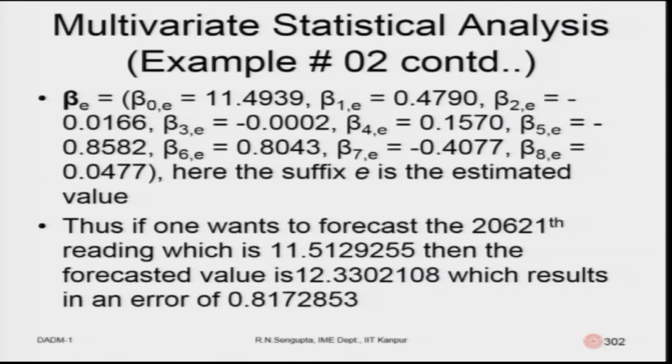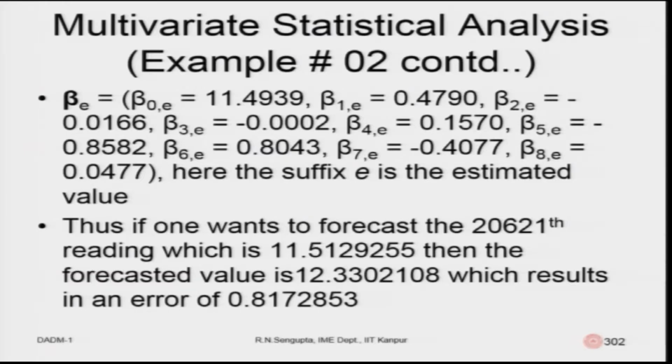So, the values corresponding to beta naught to beta 8 are given as 11.49, then 0.47. I am only reading 2 places of decimal correspondingly, then 0.01, 0. It is almost 0. So, beta 3 would be 0 estimated value. Beta 4 is 0.15, beta 5 is equal to 0.85, beta 6 is 0.80, beta 7 is minus 0.40, beta 8 is equal to 0.04. So, here the suffix e is the estimated value.